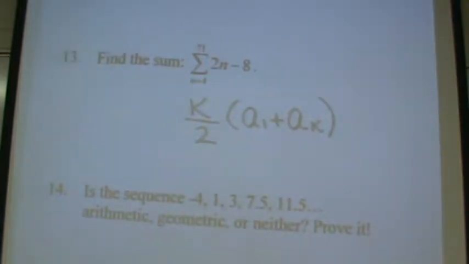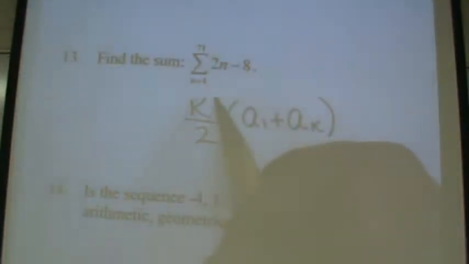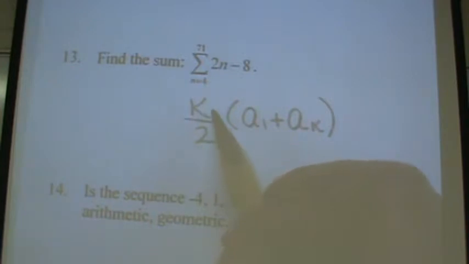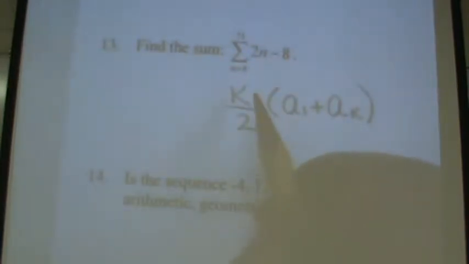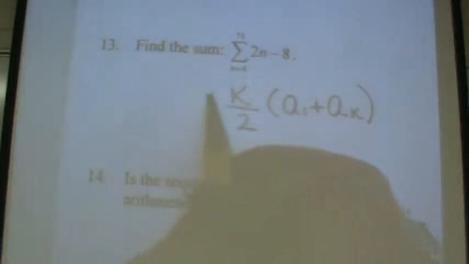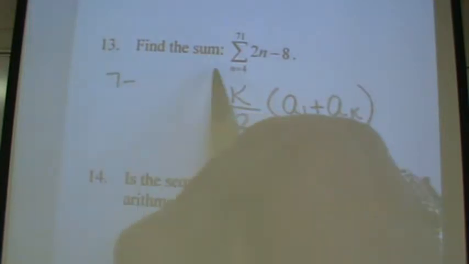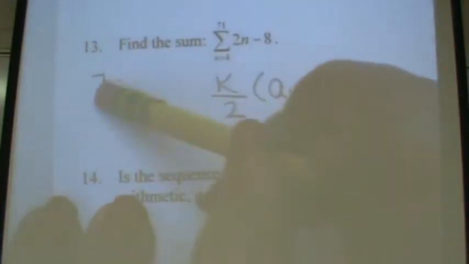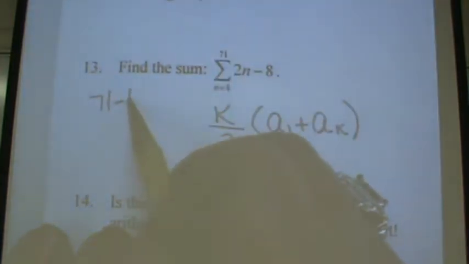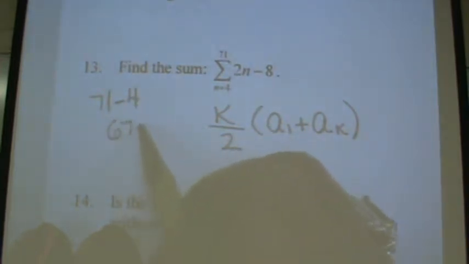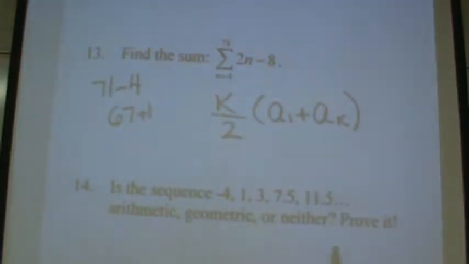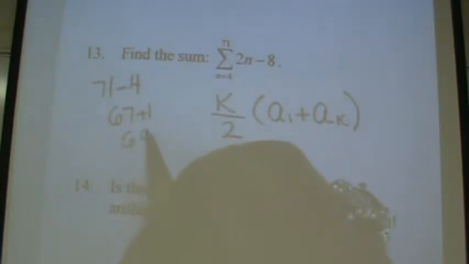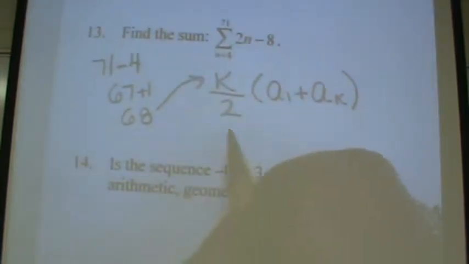Remember this formula? You're adding up from the 4th term to the 71st term. That's the number of terms you're adding up. Do you remember my trick to show you how to find K? You find the difference, 71 minus 4, which is 67, and then add 1. So what's K? K is 68.